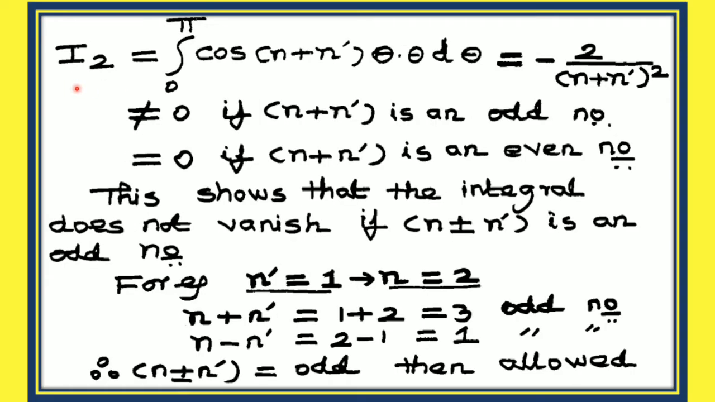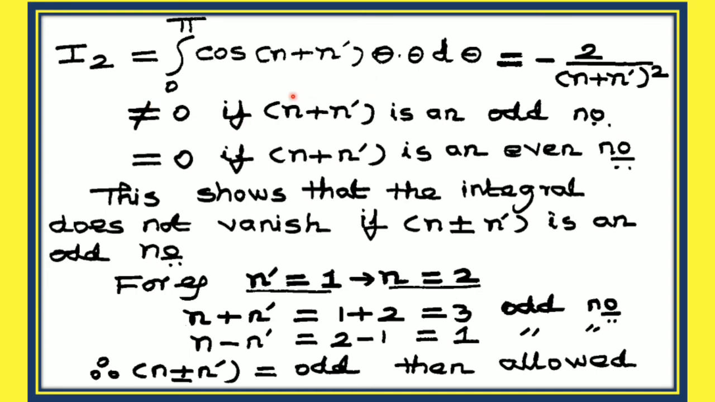Similarly, the integral I2 is evaluated to be minus 2 by (n plus n prime) whole square. இதுல பாத்தீங்கன்னா இது கூட நீங்க தெரியணும்னு அவசியம் இல்லை. நீங்க the results are very important than the mathematical steps.